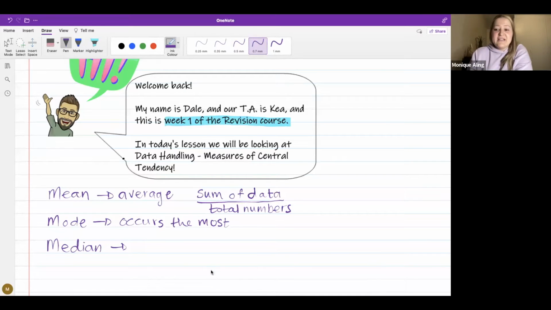And our median, it's very important that we do what first with our numbers before we work out the median? What happened, guys? Yes, we rearrange them. Okay, so we order the data set. So we go from smallest to biggest.